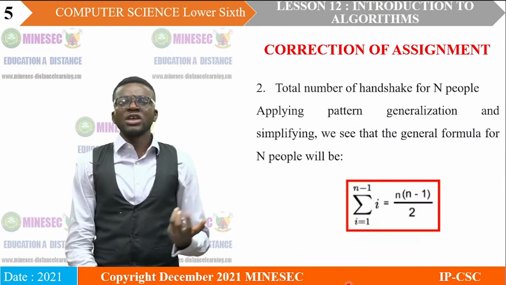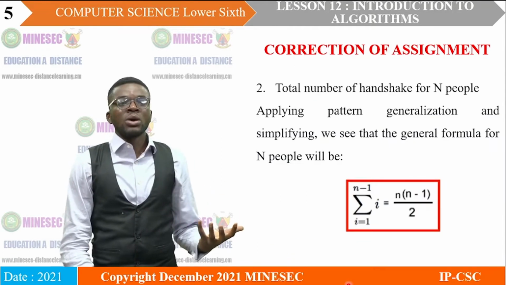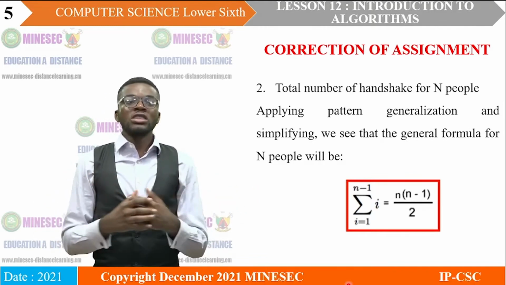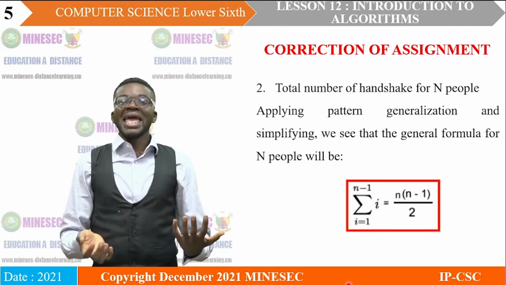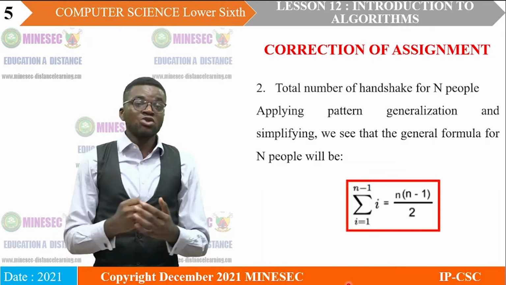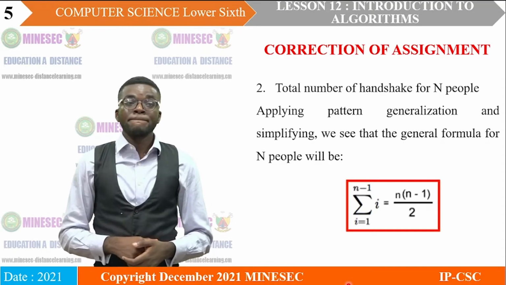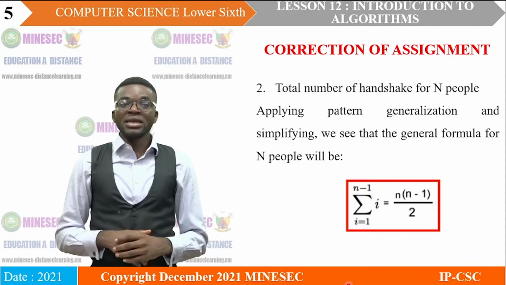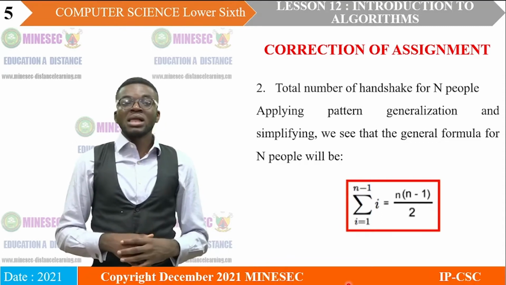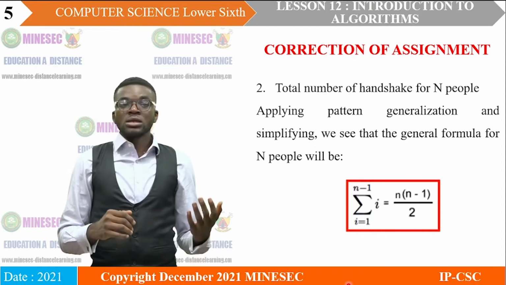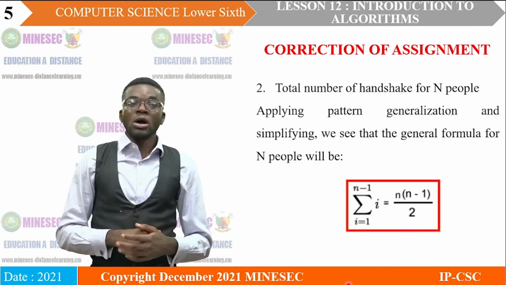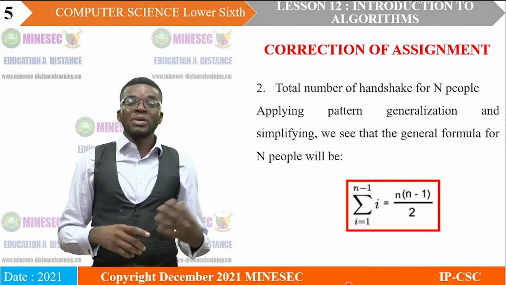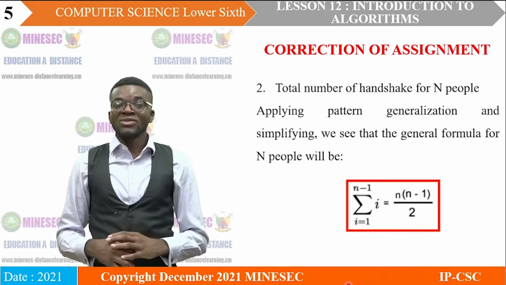Now, in a situation in which we are not given a number, we have to get the sum based on generalization. So here we are taking n people, n being greater than 1. For the total number of handshakes of n people, applying pattern generalization and simplifying, we will see that the general formula for n people is the sum of i from 1 to n minus 1, which is n into n minus 1 divided by 2.